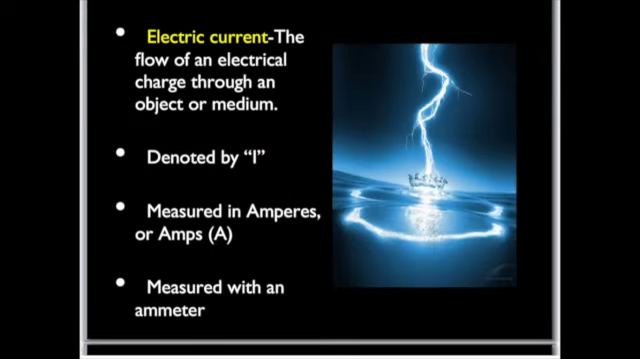First, let's talk about electric current. Make sure you're writing each of these things in the appropriate place on the table. Electric current is the flow of an electrical charge through an object or medium. It is denoted with the letter I, and it is measured in amperes, which can be abbreviated amps, and the symbol is a capital A. Electric current is measured with an ammeter. Make sure you have all of this information in the appropriate boxes on the table.